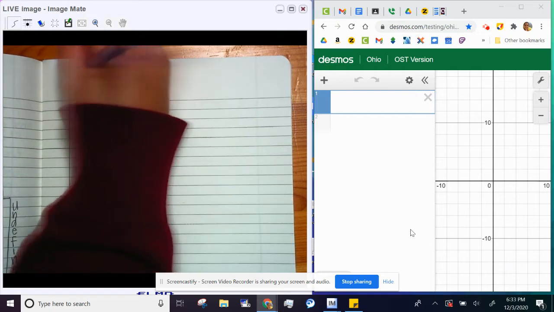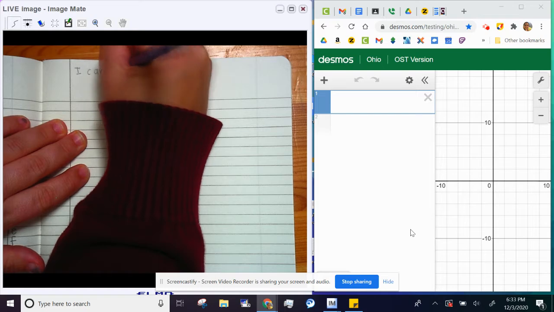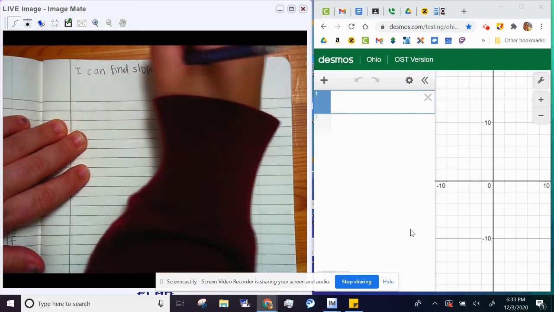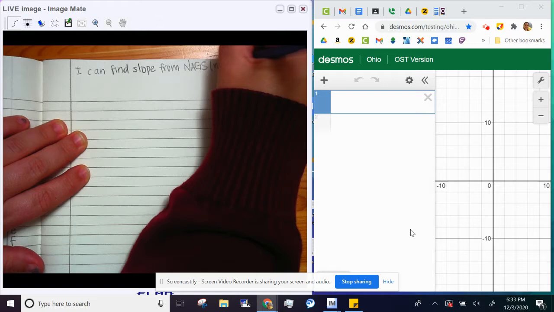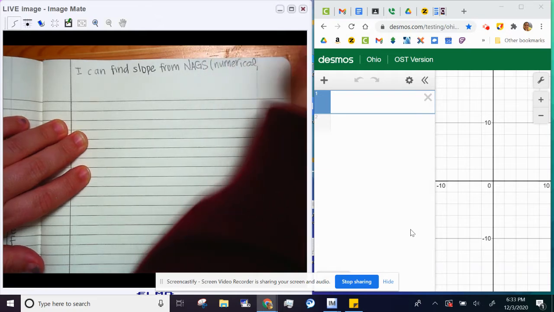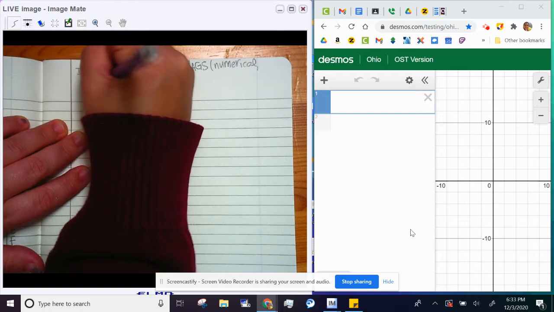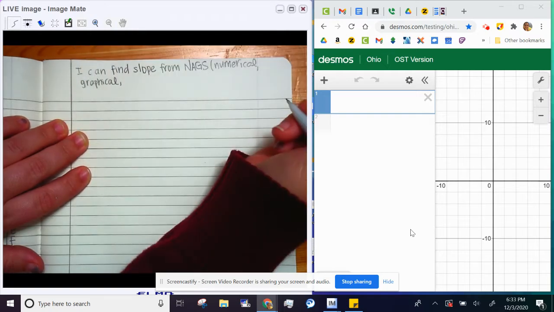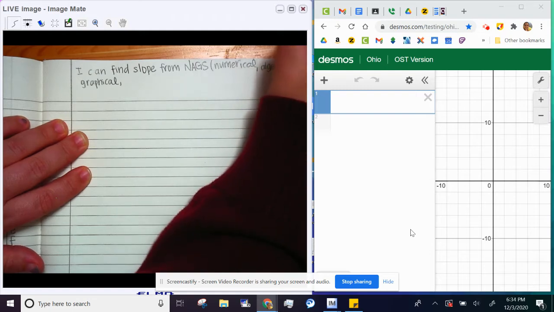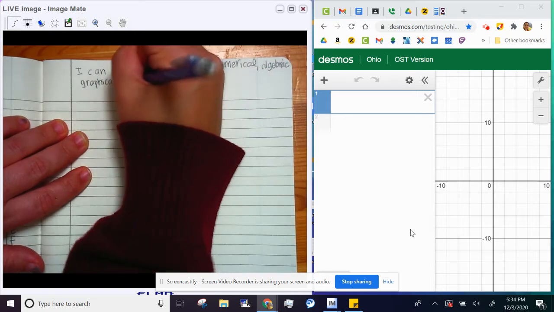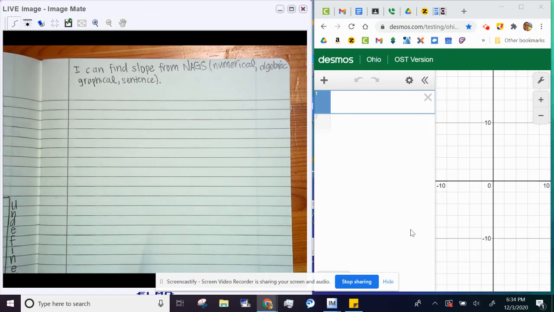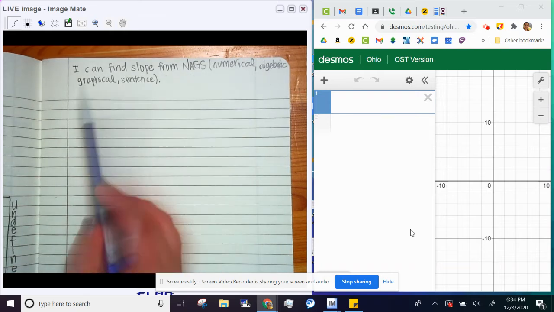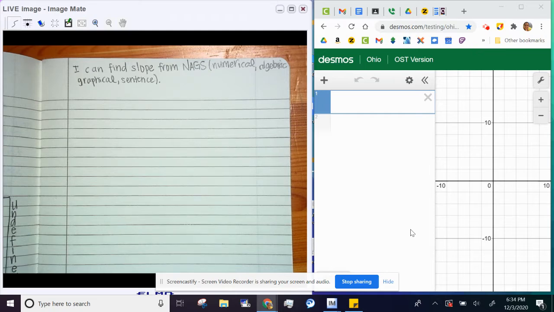So I can find slope from NAGs. I'm just going to write that out. Numerical, graphical, oops, I forgot algebraic, and sentence. Okay, so make sure you have that in your notes. I can find the slope from NAGs. Numerical, algebraic, graphical, and sentence. You need to be able to find it from all of those things.